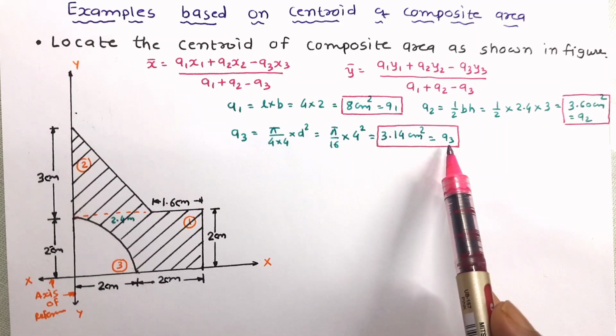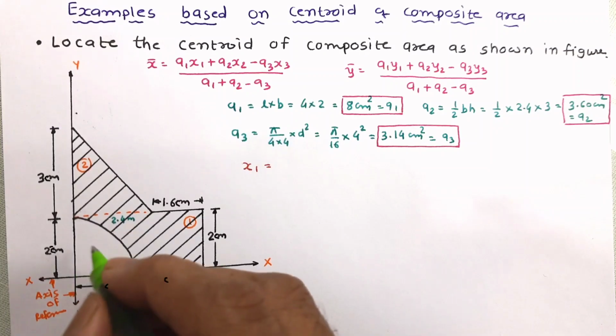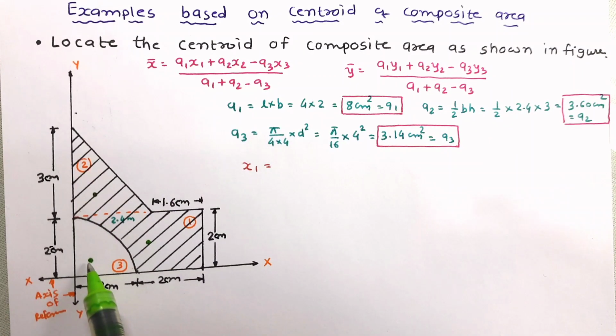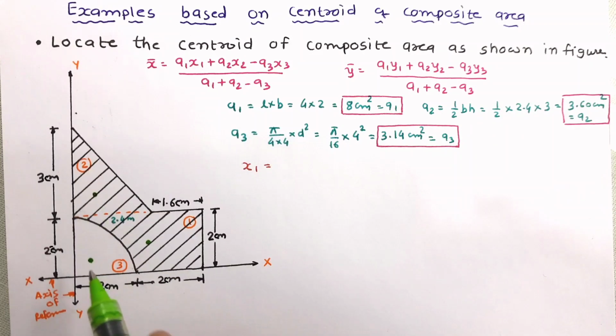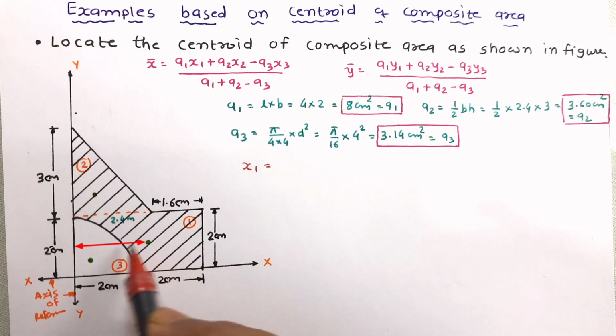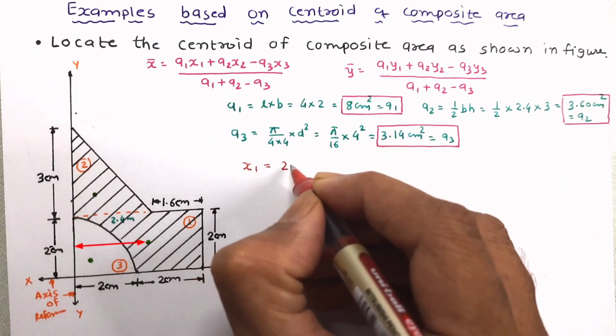Now let us work out x1, x2, x3 and y1, y2, y3. Let us start with x1. Before that, let us mark the centroid of all the figures. This point is CG of the quarter circle. This point is CG of the rectangle, and this point is CG of the triangle. Now x1, that is the centroid of the first figure from reference y-y axis. So that is this much distance. The total length of the rectangle is 4 and this will be half of it. So it will be 2 centimeter.